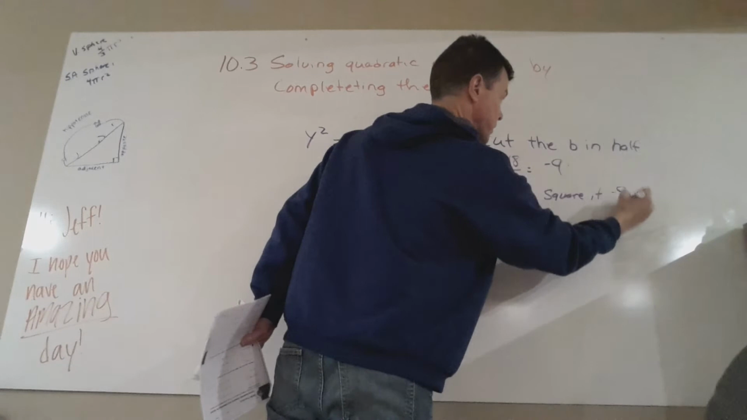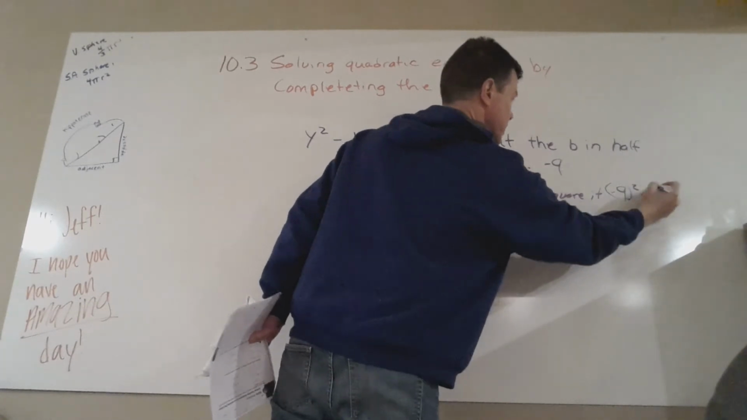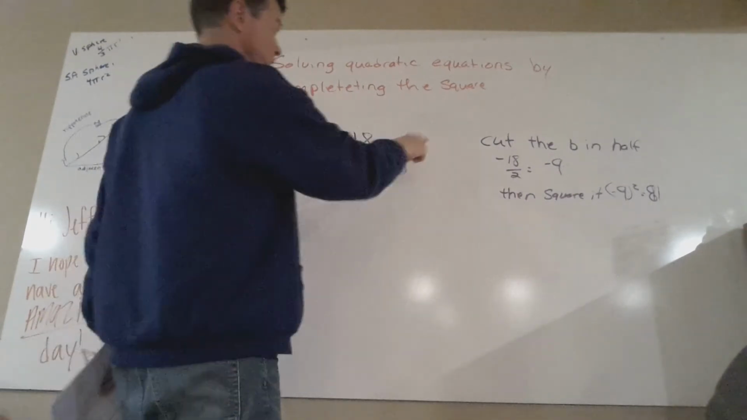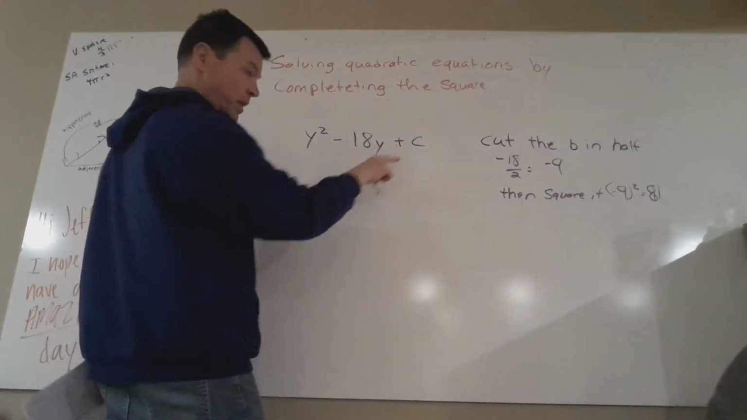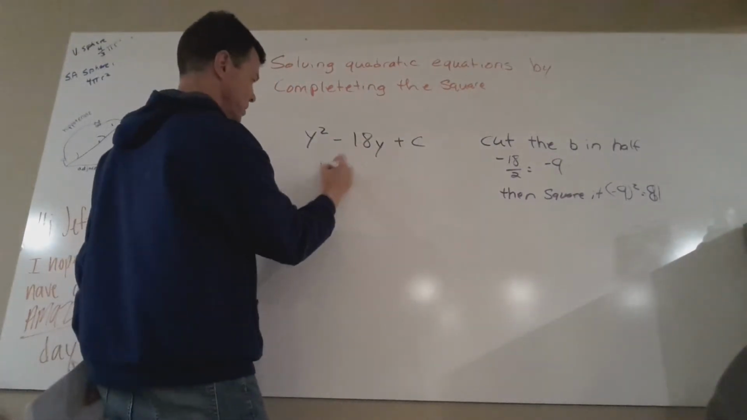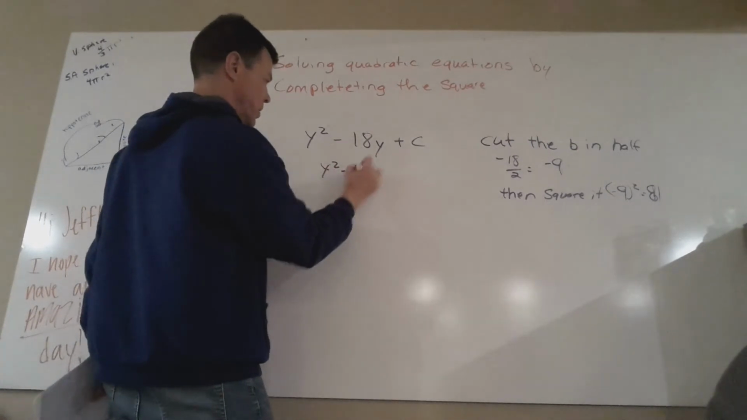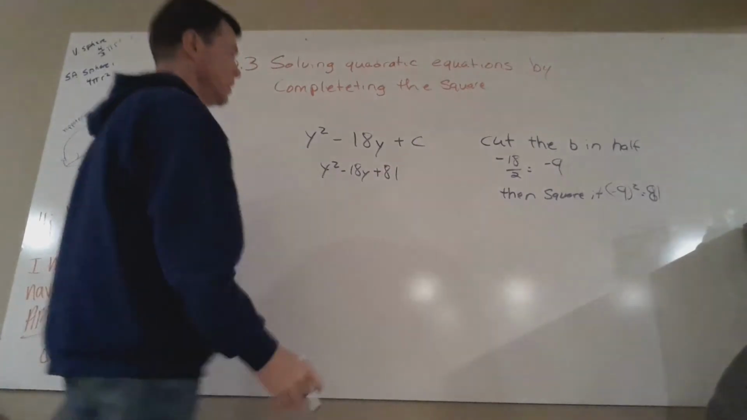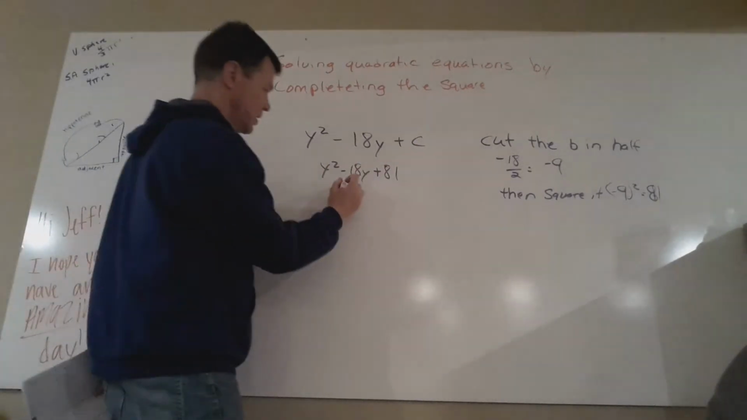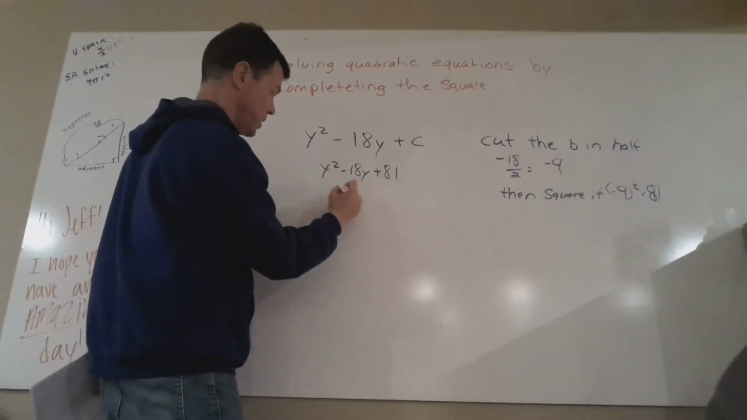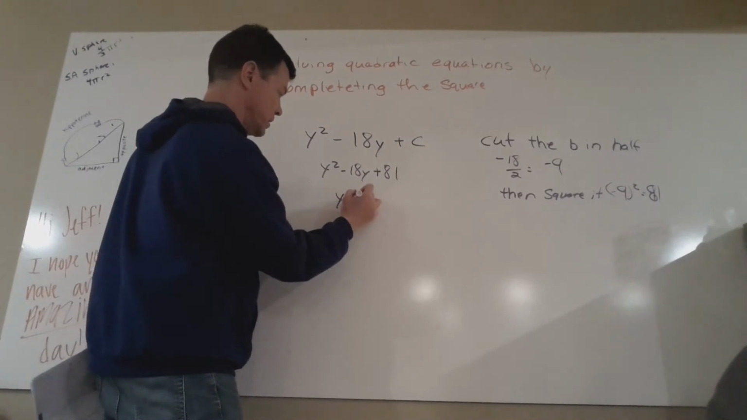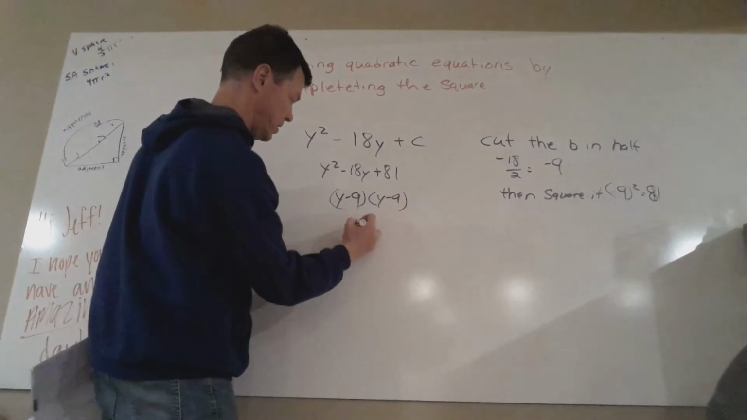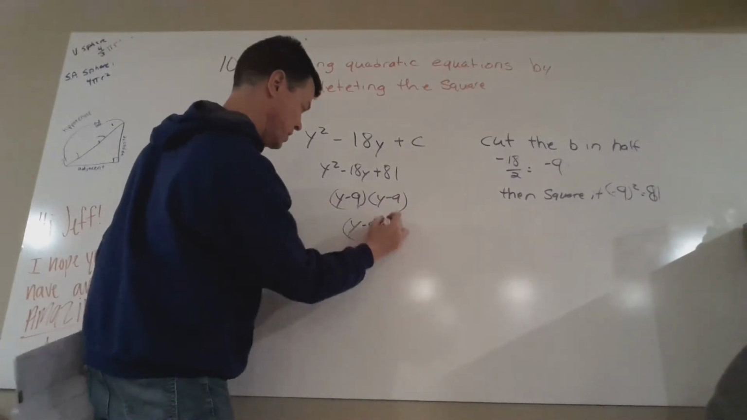And so negative 9 squared is 81. So to make this a perfect square trinomial, you have y squared minus 18y plus 81. And if we have to factor this, you guys know what it's going to be. It's going to be y minus 9, and then you could rewrite it as y minus 9 squared.